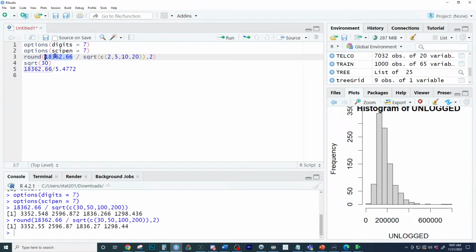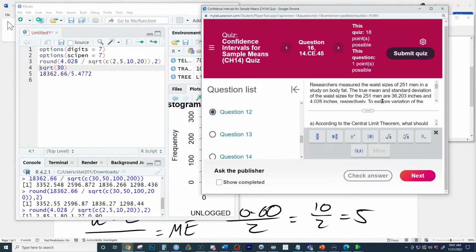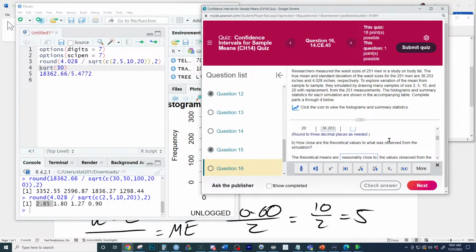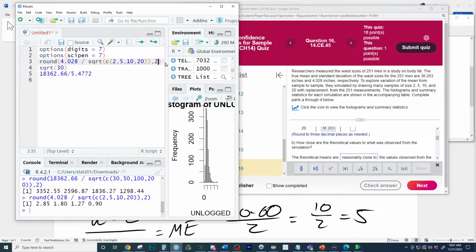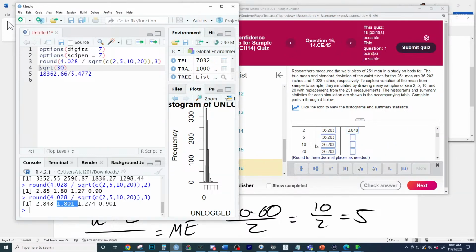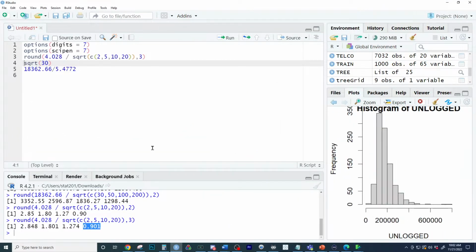4.028. How many decimals? 3. Oh, I gotta rerun the code. And your answer should be close to the values. The mean stays the mean because if we know the truth, we should expect to see the truth. And the mean is the truth.